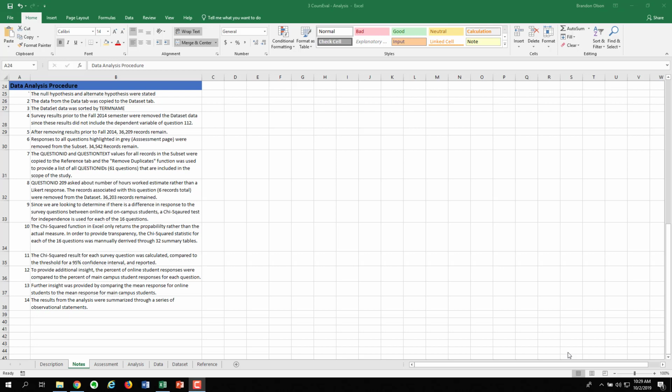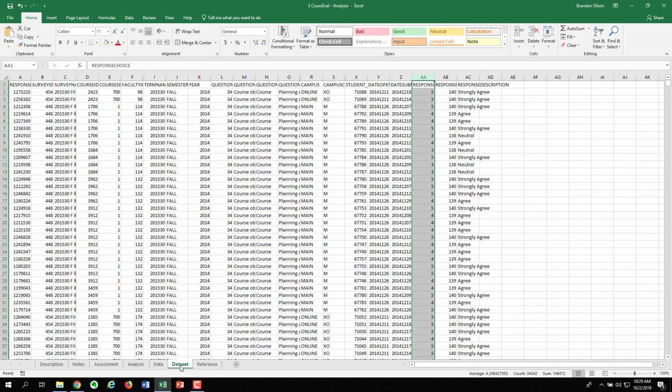So with our analysis plan in place, I went ahead and executed that, and I'm going to show you the results of the analysis. First of all, click on the Dataset tab, and you can see that this is the subset of data that I'm going to be using, that I've removed the questions that I don't want to include in the scope, as well as all questions before fall of 2014.